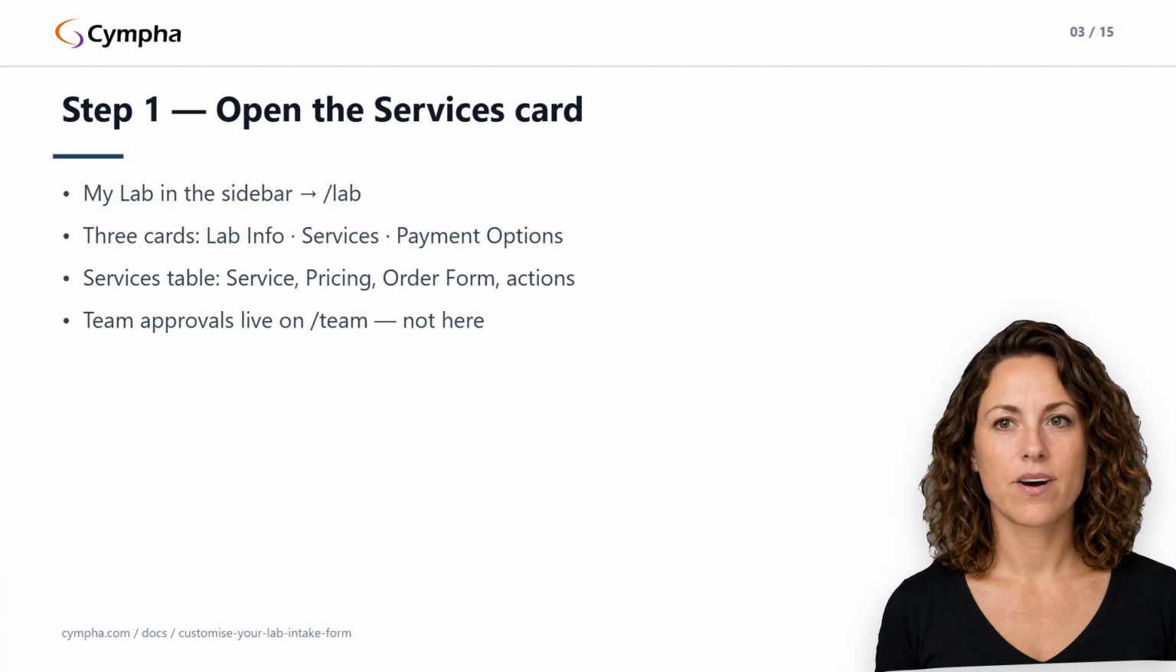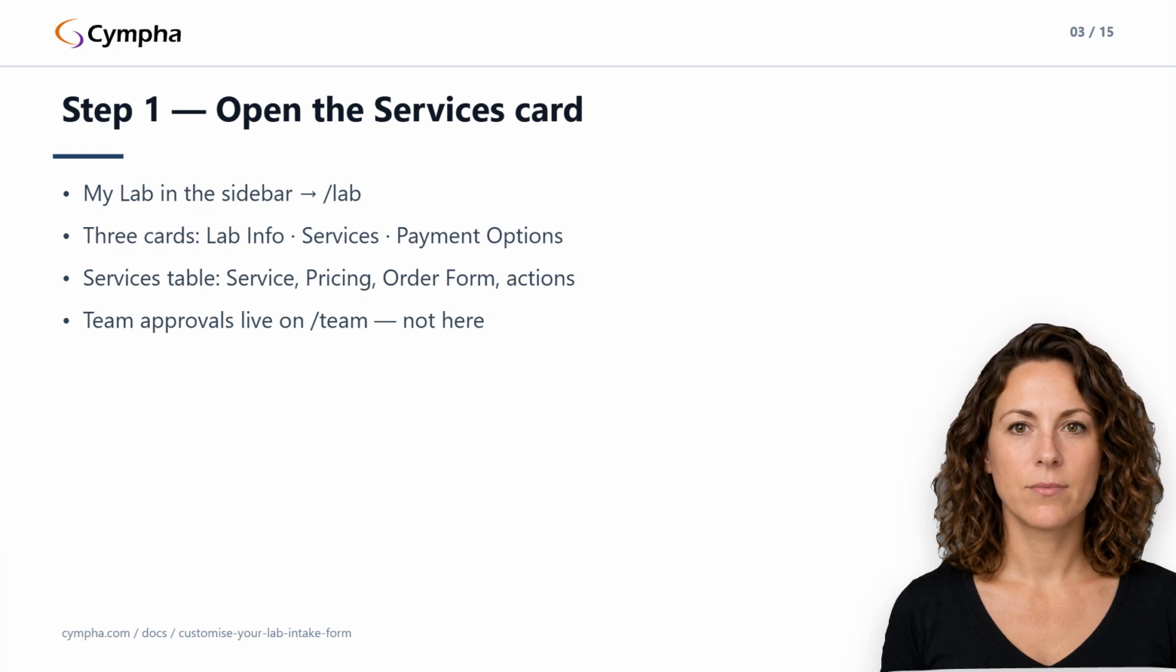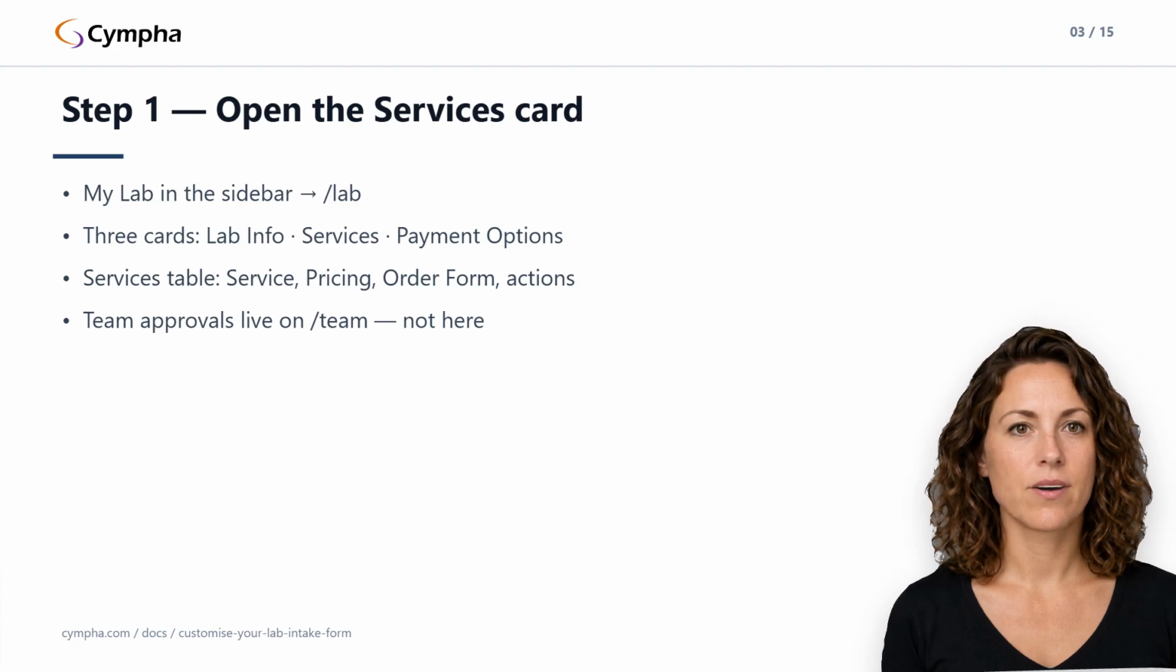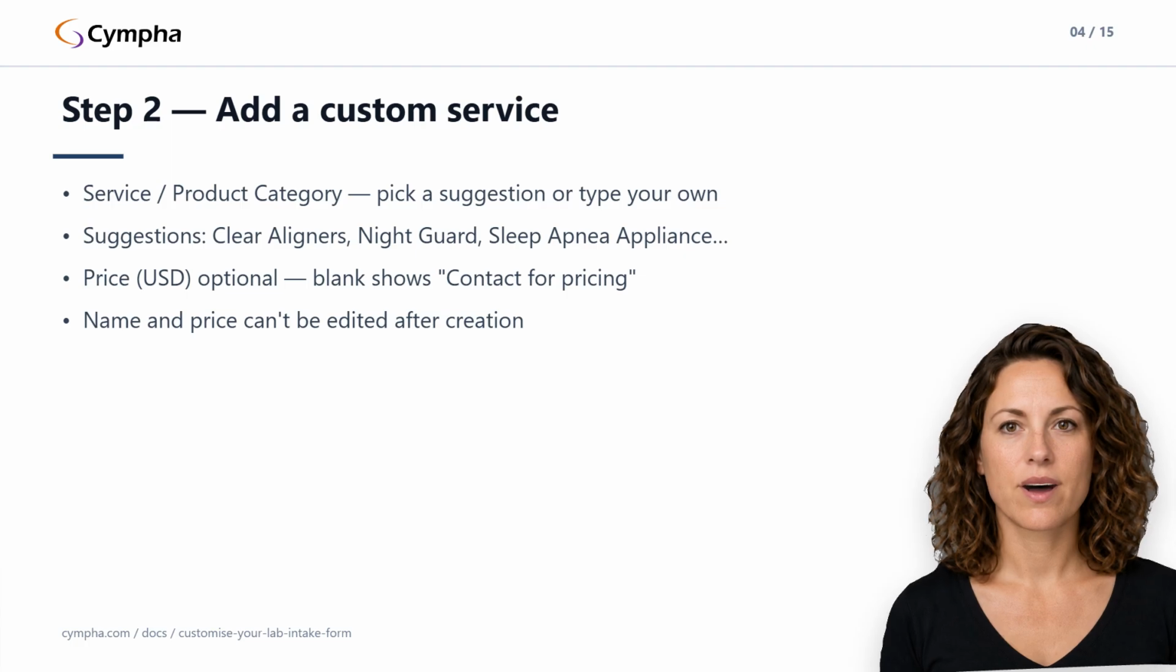Step 2. Add the service itself. At the top of the services card there's an Add Service row with 2 inputs. The category field is free text with a built-in drop-down of suggestions: clear aligners, crown and bridge, implant prosthetics, dentures, night guards, retainers, veneers, inlays and onlays, surgical guides, study models, digital smile design, impression trays, bleaching trays, sleep apnea appliances, and more. If none of those match what you sell, just type your own, say, wax up for aesthetic mock-up. The price, in US dollars, is optional.